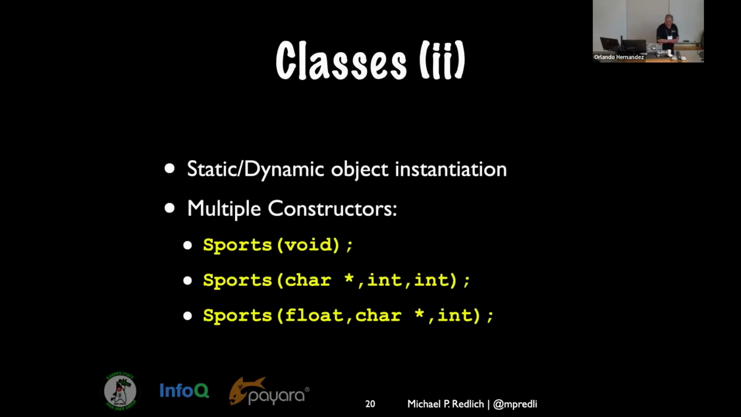All right. Classes. You can instantiate them dynamically or statically. You can have more than one constructor. I like to use the words primary constructor and default constructor. A default constructor might implement default values of some kind, and then a regular constructor would have those values passed into it. And we'll see examples of this.